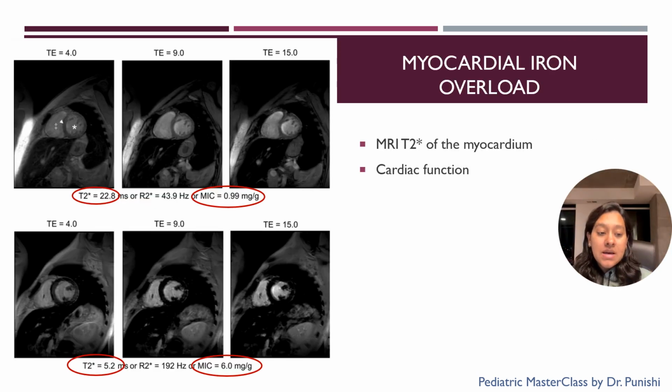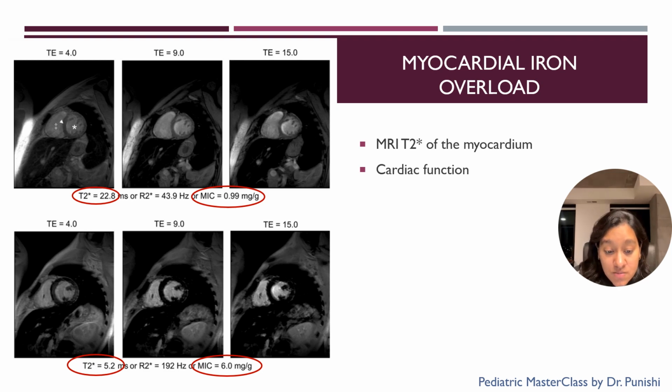So the same concept that we just discussed also applies to the myocardial iron overload. So again, if you look at the top image here, the myocardium, which is this dark gray area that we can see over here. The top column refers to a normal myocardium with a T2 star of 22.8 milliseconds with a myocardial iron concentration of around 1 mg per gram.